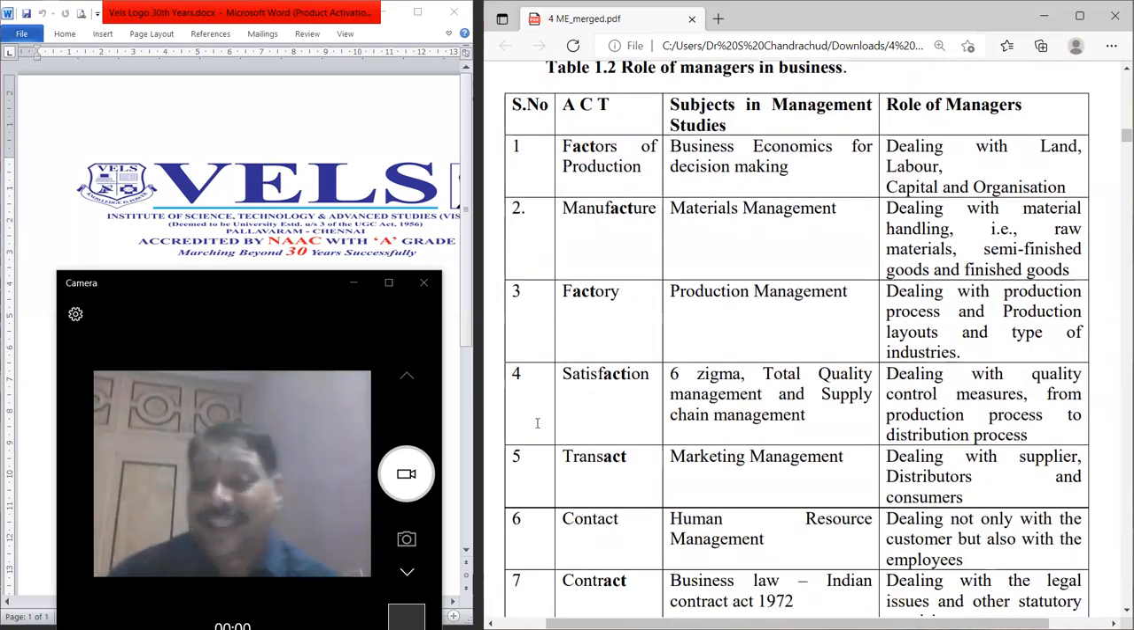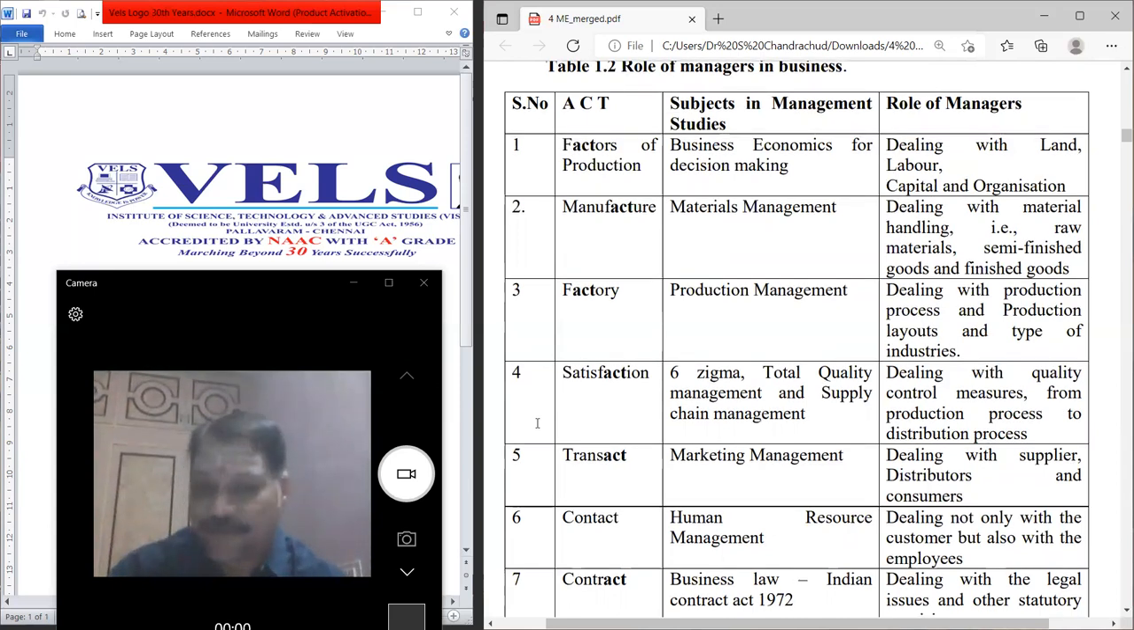Then the satisfaction. Of course, there are n number of subjects dealing with these people. These subjects are taken as elective papers, like Six Sigma, Total Quality Management (TQM), and Supply Chain Management. So these are the subjects in MBA and BCom. And why do we have to study this? Dealing with the quality control measures from production process to distribution process.